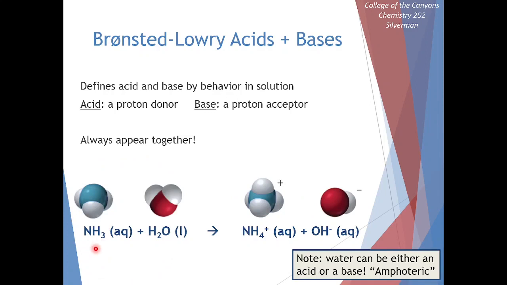Another example, you have ammonia. We had this on our list of bases. Maybe now we can see why that's the case a little bit more clearly. Ammonia reacting with water will produce NH4+ and hydroxide. To get here, this proton has to be sent over from the water to the ammonia. Ammonia is accepting a proton, it's the base. In this case, water is donating a proton, it's the acid. A note, water is either an acid or a base, depending on the context. This is known as amphoteric.